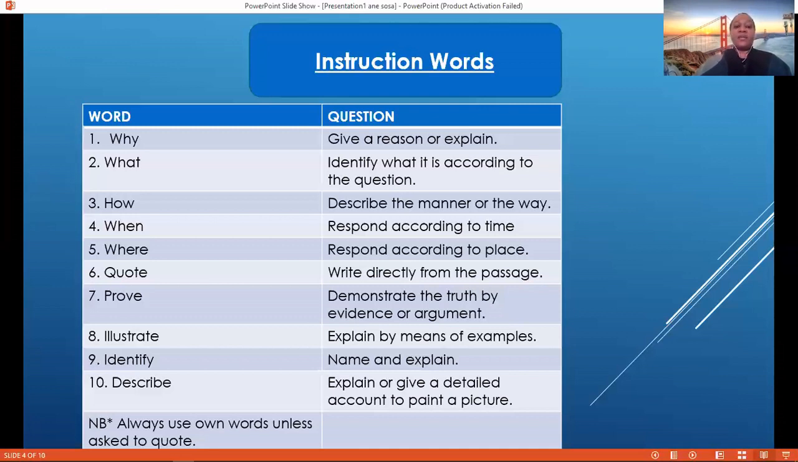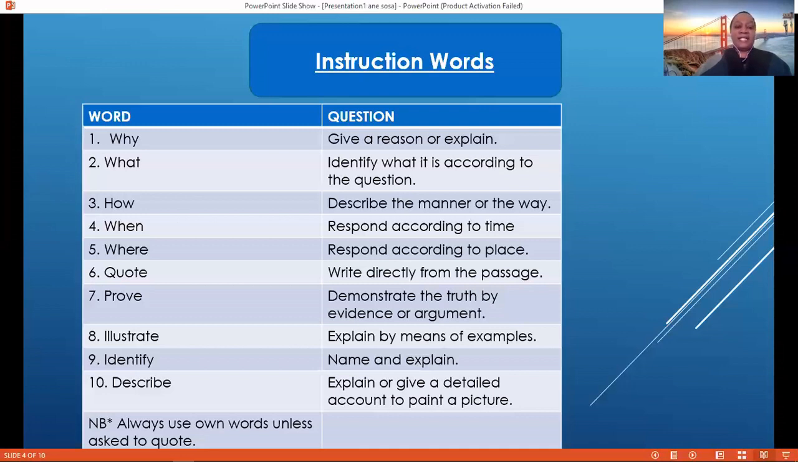Number seven, prove. When you are asked to prove, you need to demonstrate the truth by evidence or argument, as per the text.